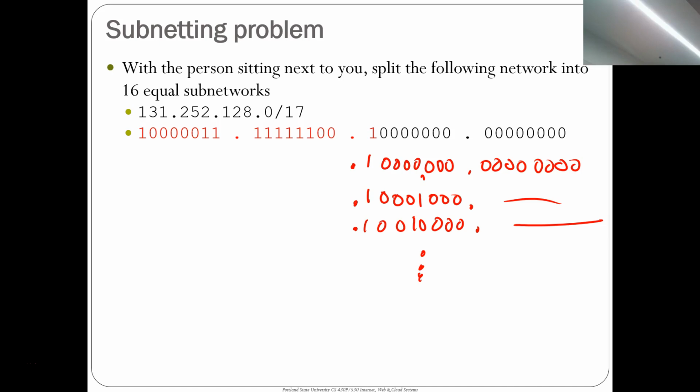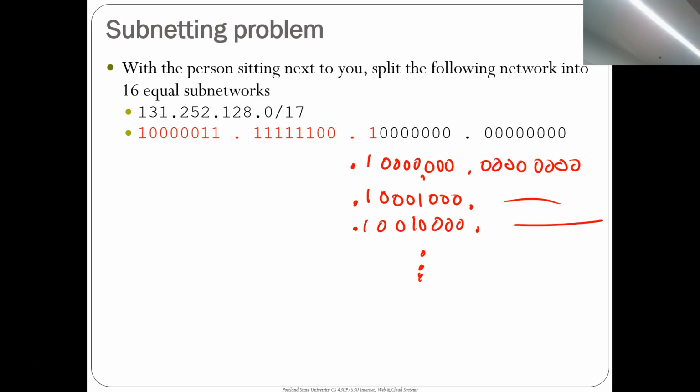Okay, so this is the way I would do it. You know that you need 16 equal subnetworks, so you need the next 4 bits. In order to get 16 different parts, you need 4 bits to do that. So you take the next 4 bits and you say, okay, this is now 0000, 0001, 0010, all the way to 1111.